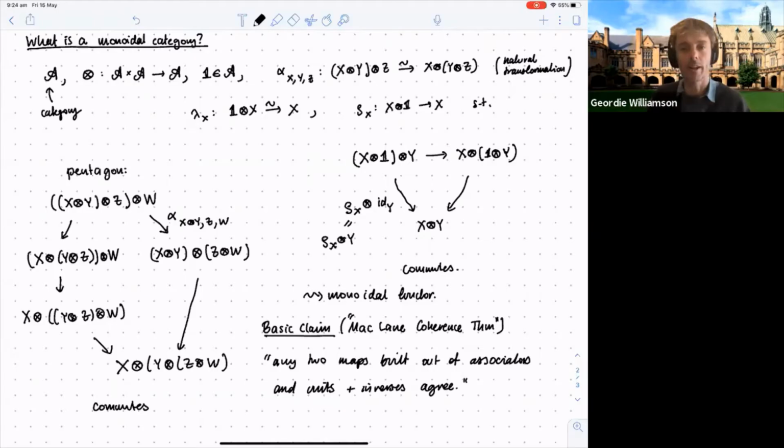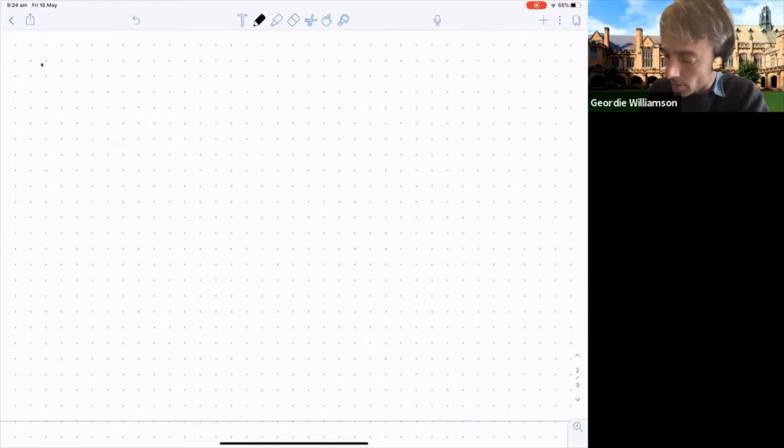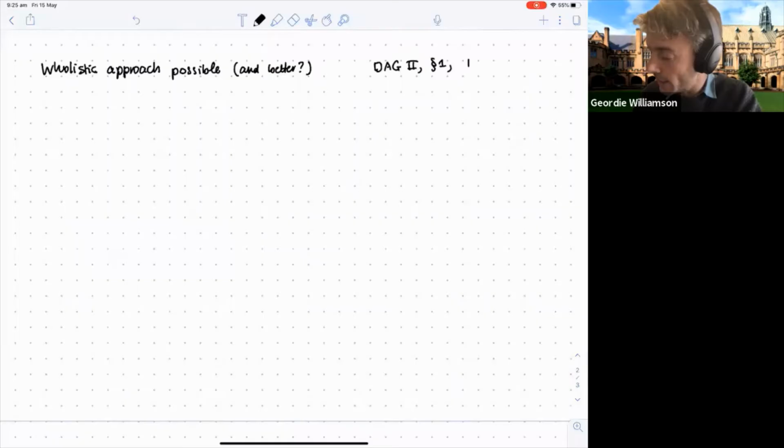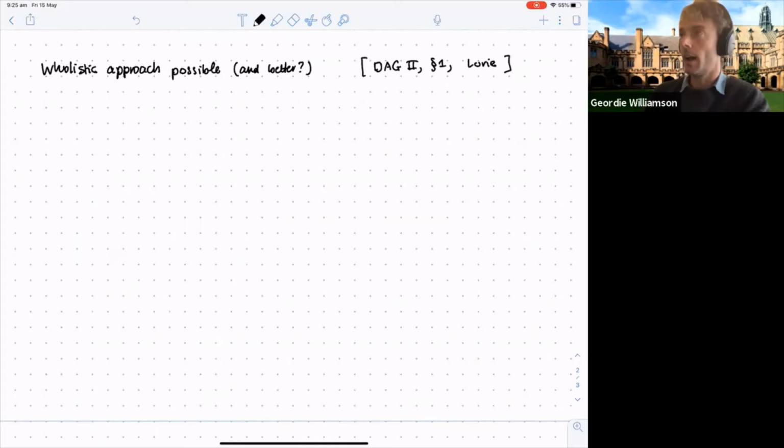So I just want to give you a rough idea of the better definition, but it's also much more complicated. So there's a holistic definition. If you're interested in this, it's really nicely written down in DAG 2, section 1 by Lurie.